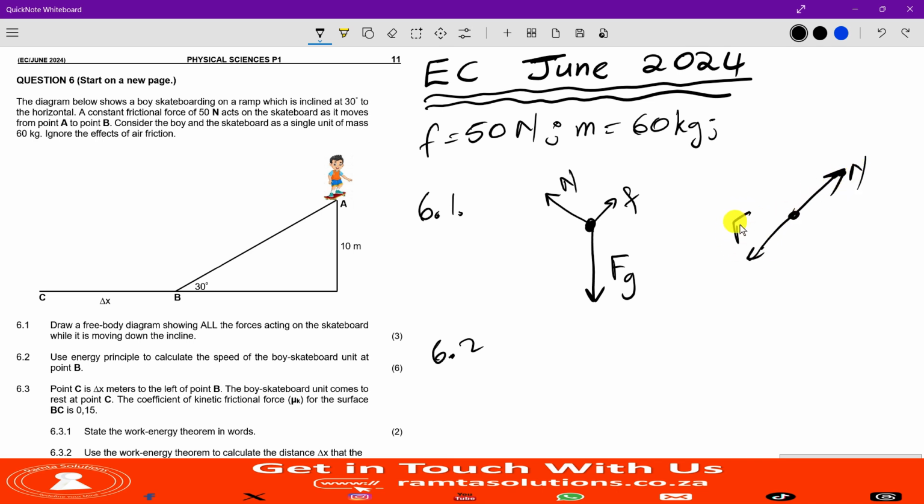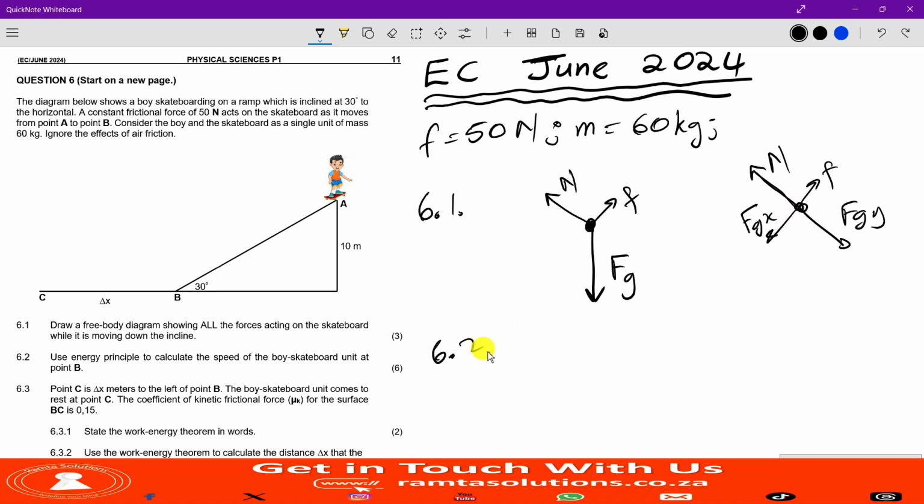You have the normal force, then the perpendicular component of gravity, FGY. No, not this way, I forgot. Normal is the other way, so normal is this way. So it'll be the normal force, then the perpendicular component of gravity, then friction, and then the horizontal component of gravity. You can also draw your free body diagram in this way.